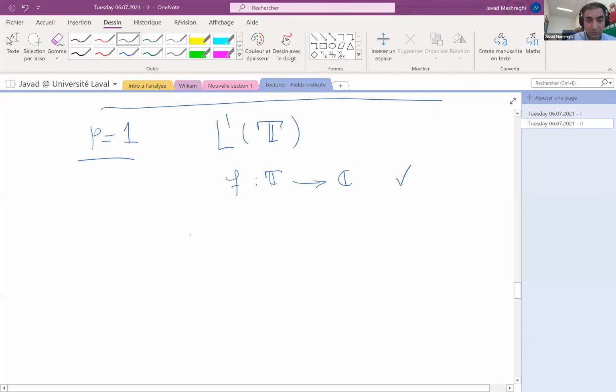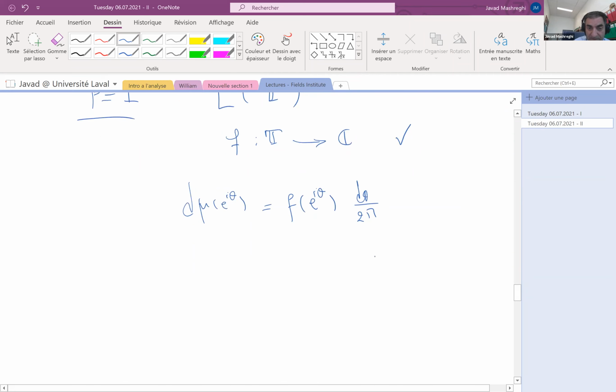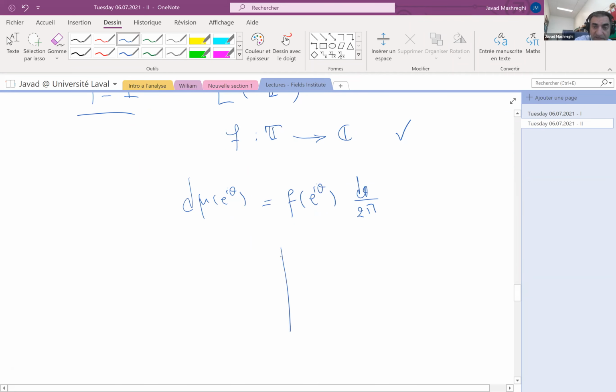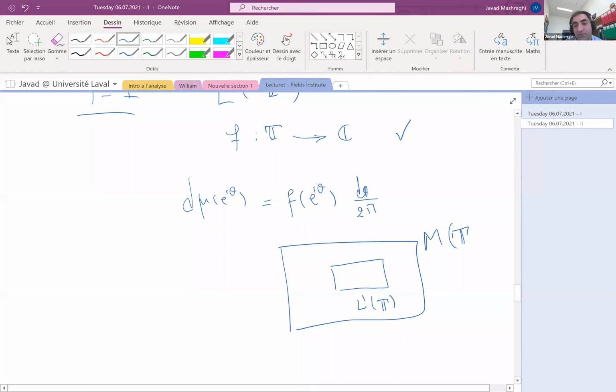The other way is to interpret f as a measure. We define mu by d mu(e^{i theta}) equal to f(e^{i theta}) d theta over 2 pi. So we look at f as a measure mu, and in this way we can put a copy of L^1 inside M(T), inside the set of Borel measures on T.